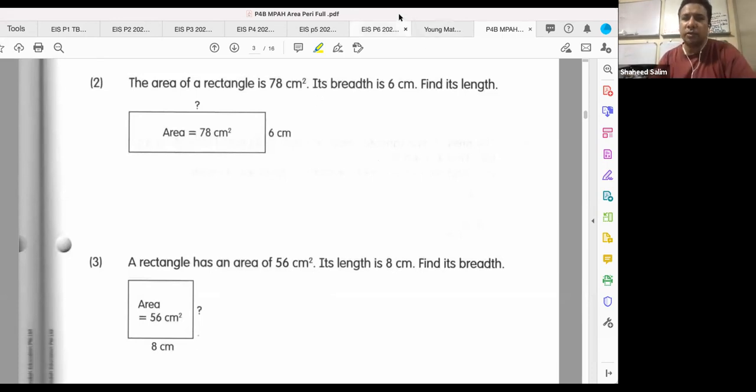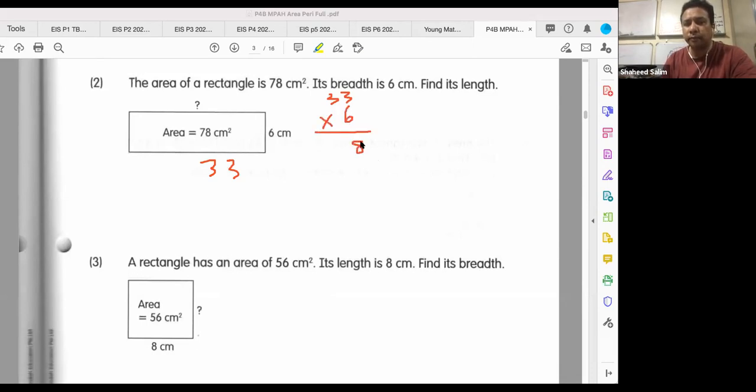Putra, you say the answer is 33, yeah? 33 down here. This one is 6. Let us try lah. 33 times 6. That's the area, right? Times 6. How much you get? 3 times 6, 18. 3 times 6, 18 plus 1, 19. 198 lah. Too big, too big. So how to find? Well, this is not how to find. Just now you had to times to get the area. Now you want to find one side, you have to divide. How to divide? 78 divide by 6.